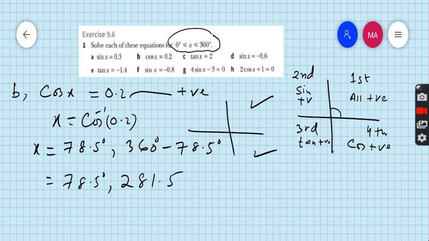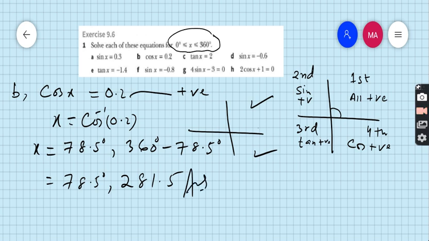Again, if you have doubt whether these two answers are right or wrong, just check with the help of calculator. cos 78.5, you will get 0.2, and cos 281.5 you will also get 0.2. So these two are your answers.